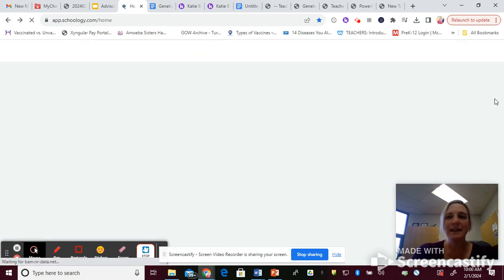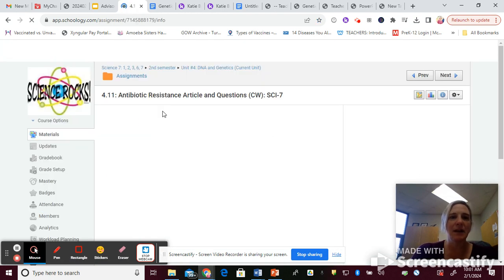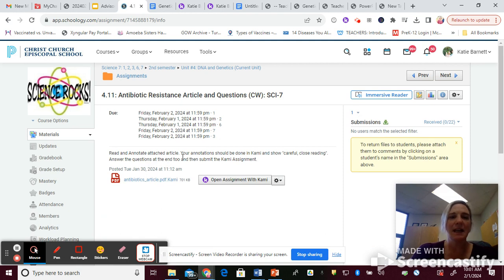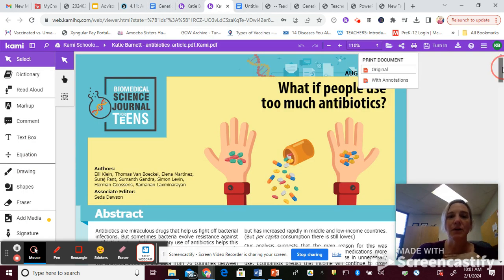Once you finish that, the next thing you work on is the antibiotic resistance article. You open this, and the directions tell you that you need to read and annotate. Your annotations should be done in Kami and show careful, close reading: underlining, writing things off to the side, questions. Then there are questions at the end, and you submit it in Kami. If you would rather do this on paper, the substitute will have copies on paper that you can do and just turn into the box. But when you open it up, this is what it looks like, and this is the article.